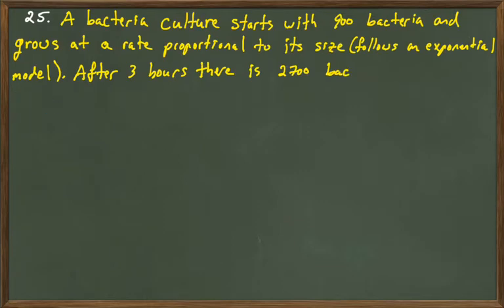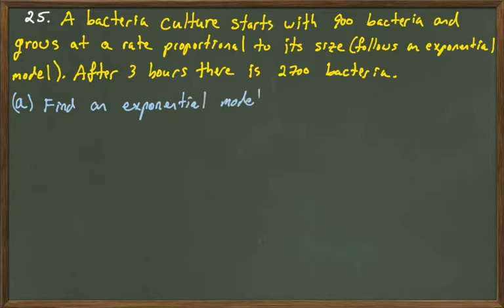Okay, so we're going to go play with some bacteria now. Lots of bacteria. Okay. All right, so what do they want us to do here? So they say a bacteria culture starts with 900 bacteria and grows at a rate proportional to its size. So that means it's going to follow an exponential model. After 3 hours, there are 2,700 bacteria. So they just give us some information, and there's actually 3 parts to this. So we're going to look at part A. And part A is going to say, okay, so using this information, let's come up with a formula. Let's come up with a model here.